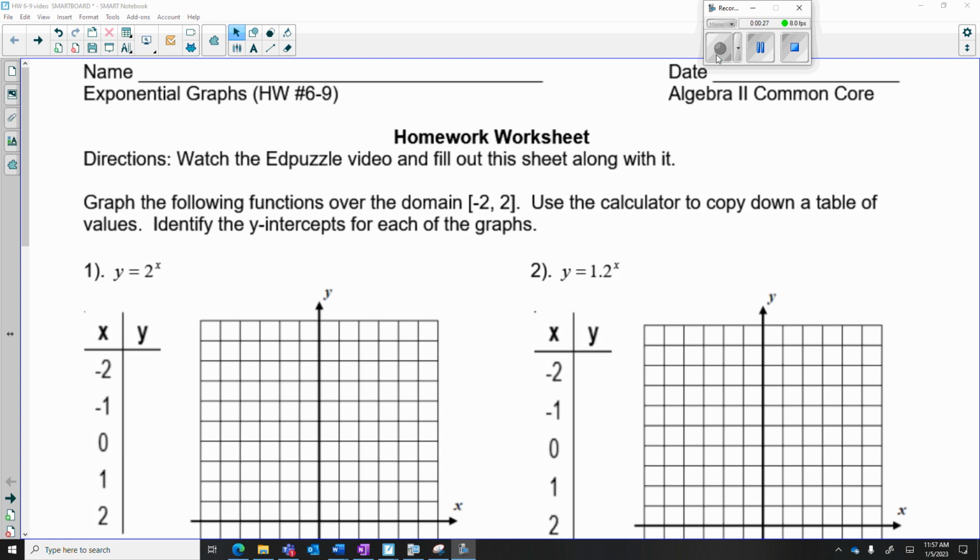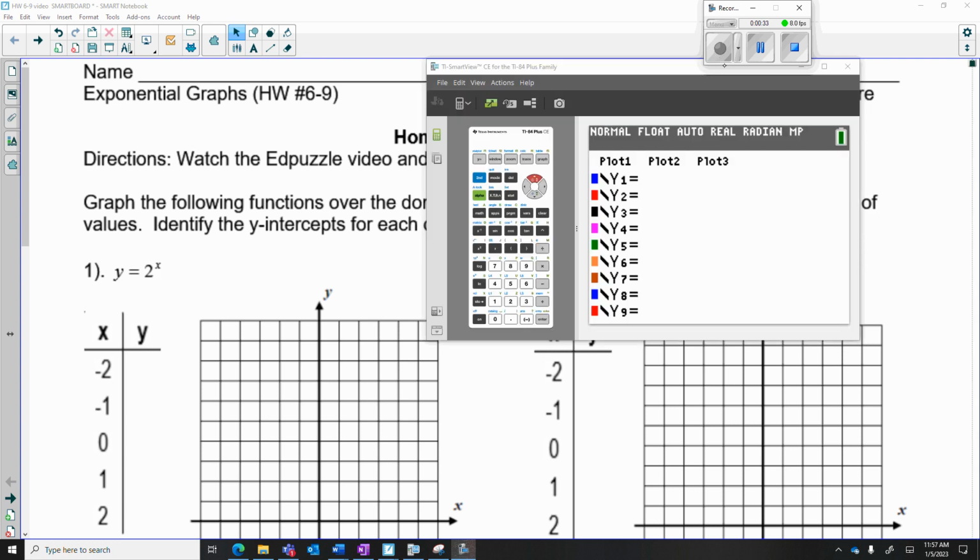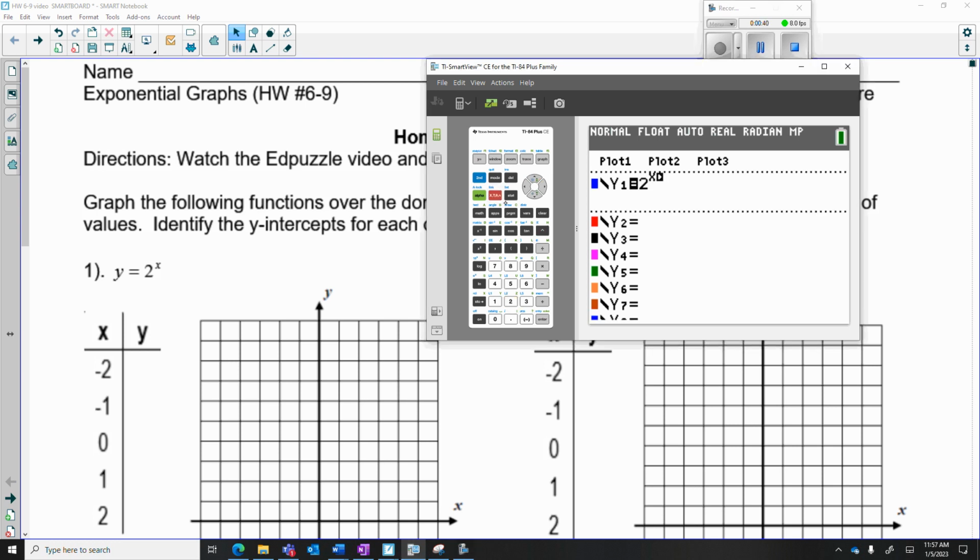So the first thing that we're going to do is graph the first equation here, which is y equals 2 to the x. To do that, we're going to go to y equals, and we're doing number 1 here, and we're going to press 2 to the x. All right, so remember you're using your exponent button for the x.